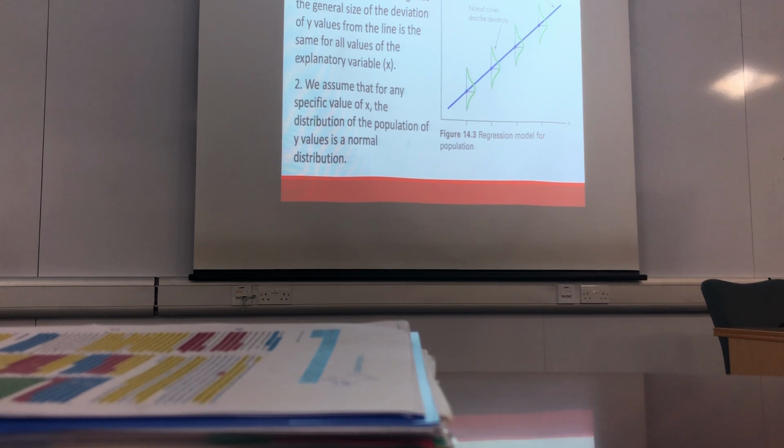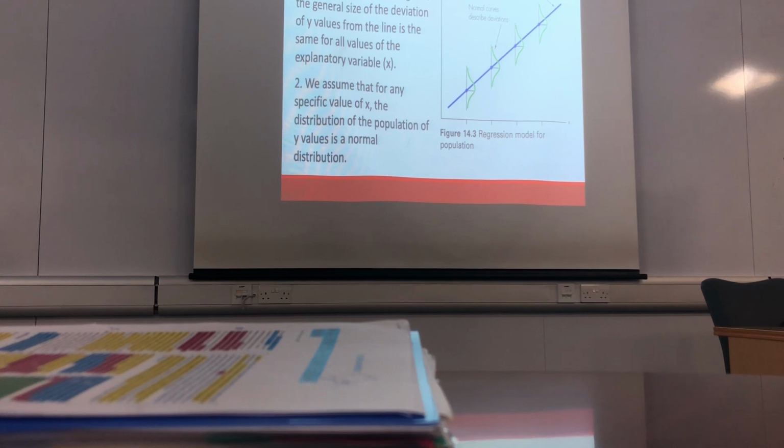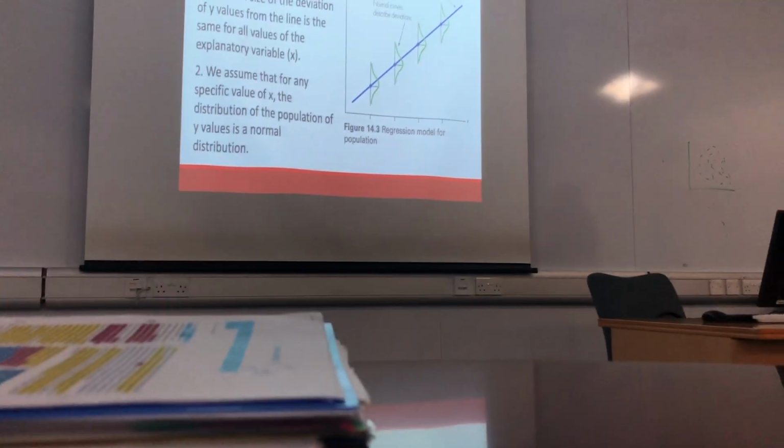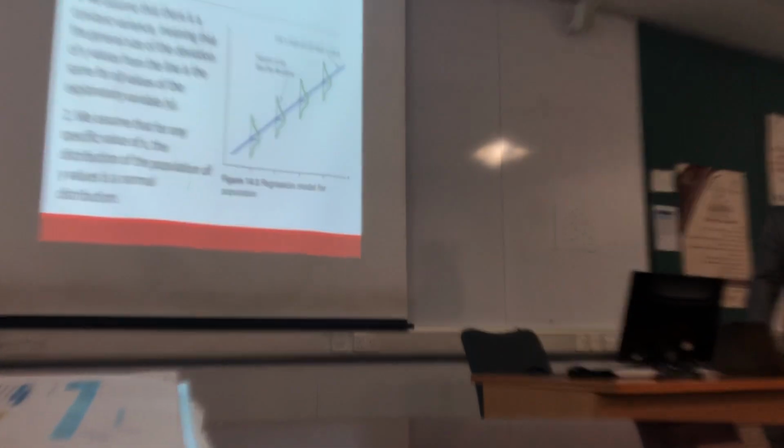the general size of the deviation of the y value from the line is the same all along the line itself. Further, we assume that for any specific value of x, the distribution of the population y values is normally distributed. وطبعا basically احنا we need constant variance which is a homogeneous variance. الشيء الثاني data is normally distributed. You cannot use linear regression on non-normally distributed data. Okay? نفس الشيء confidence interval. We cannot use confidence interval on non-normally distributed data.